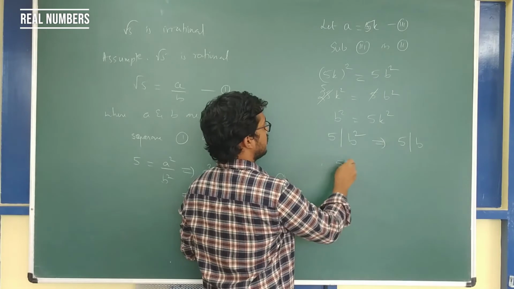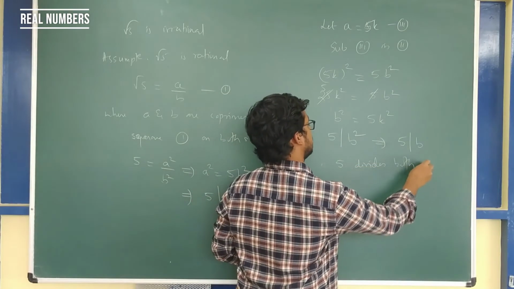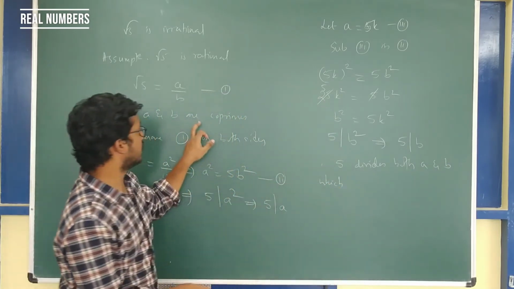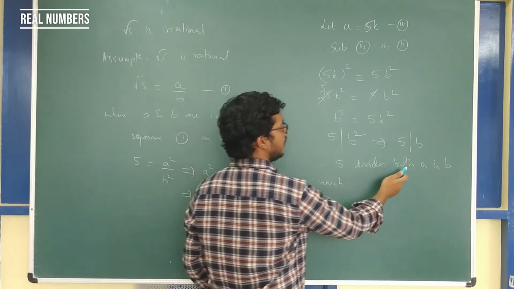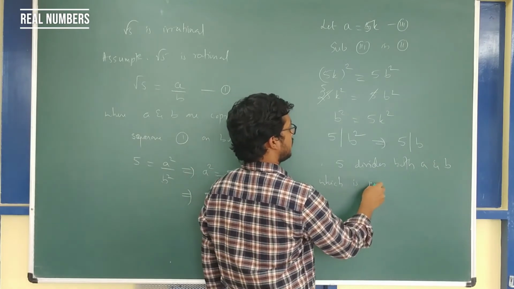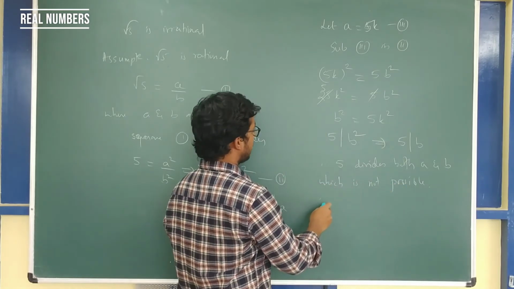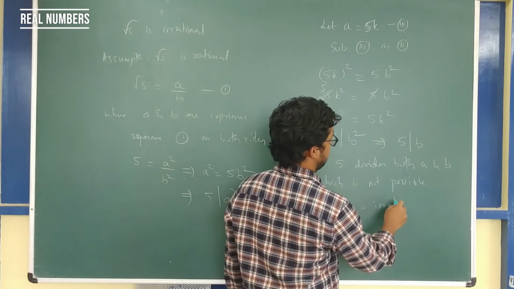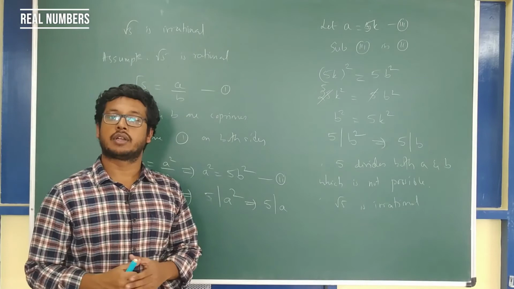Since 5 divides both a and b, which is not possible by this argument, correct? Because we are assuming a and b are co-primes, both a and b, which is not possible. Our assumption must be wrong. So if our assumption is wrong, square root 5 is irrational. That is the argument that you make. I hope you understood this one.